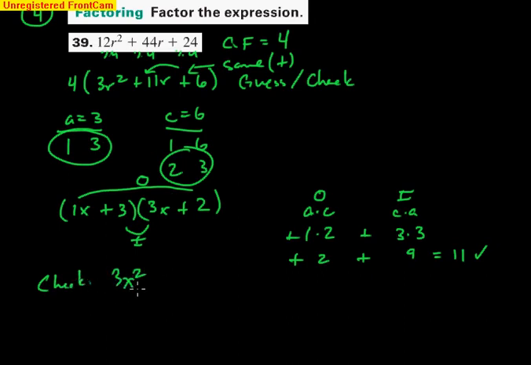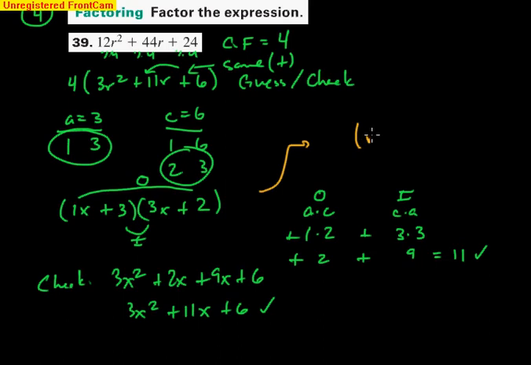By FOILing, 3x squared plus 2x plus 9x plus 6, which is 3x squared plus 11x plus 6. That is exactly what we got right there. Exactly what I have. Now notice I did change the x's, so over here I'll write the final answer.